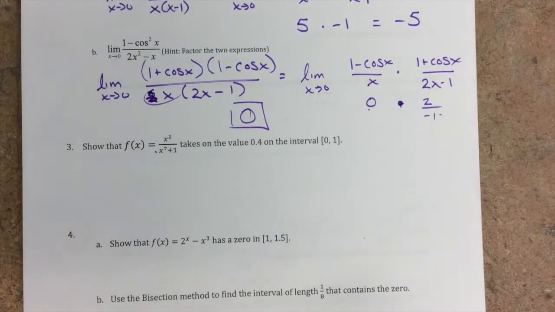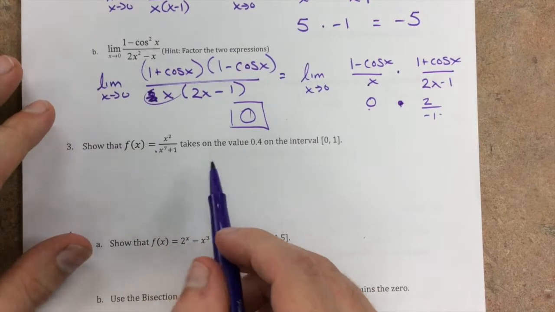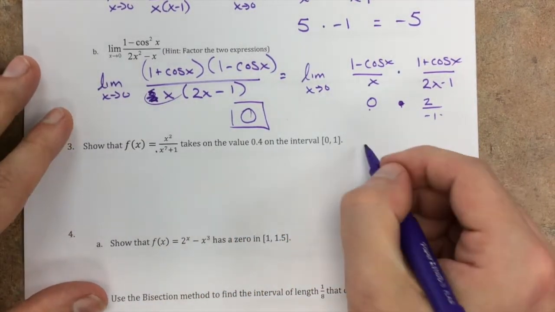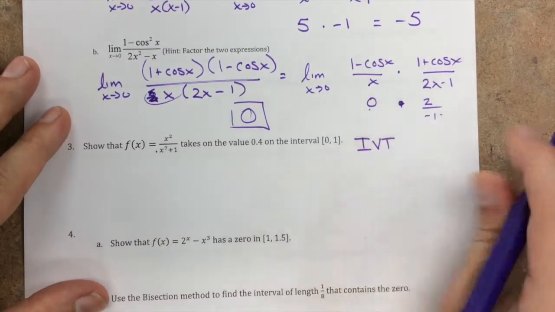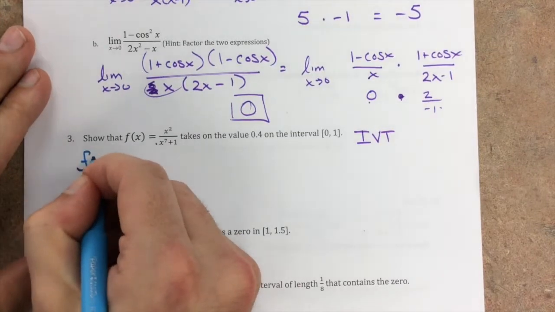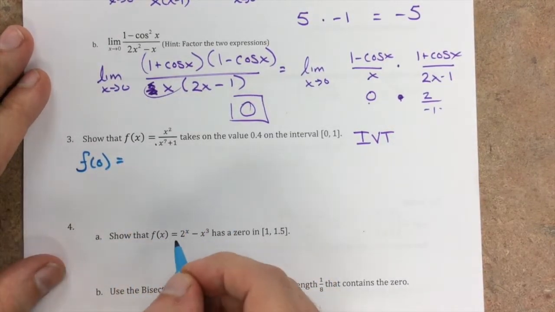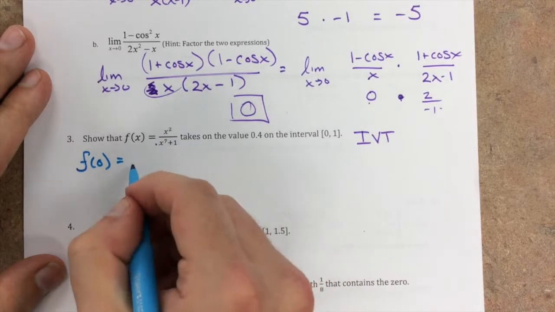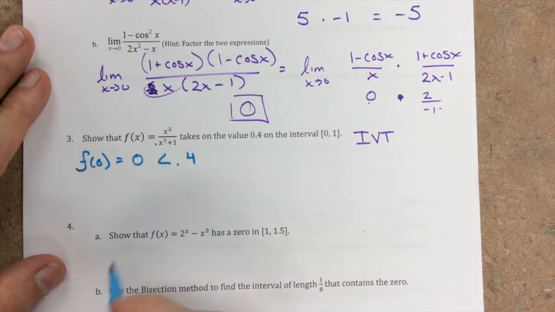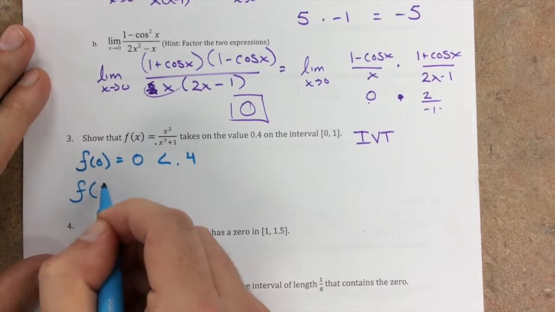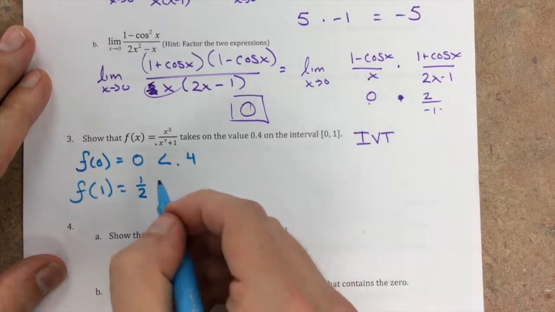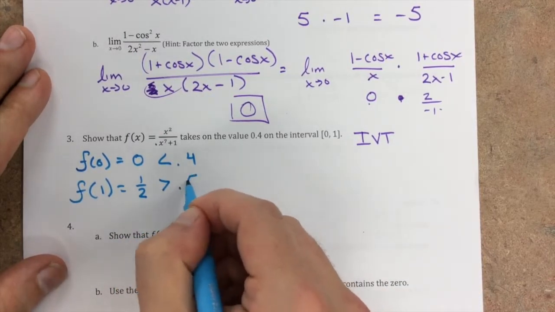All right, 3. Show that f of x takes on the value 0.4 on the interval 0 to 1. So this is the intermediate value theorem. Using the intermediate value theorem, we're going to find f of 0. That's 0 over 1, which is 0, which is less than 0.4. We plug in 1, we get 1/2. That was pretty easy. That's greater than 0.4.